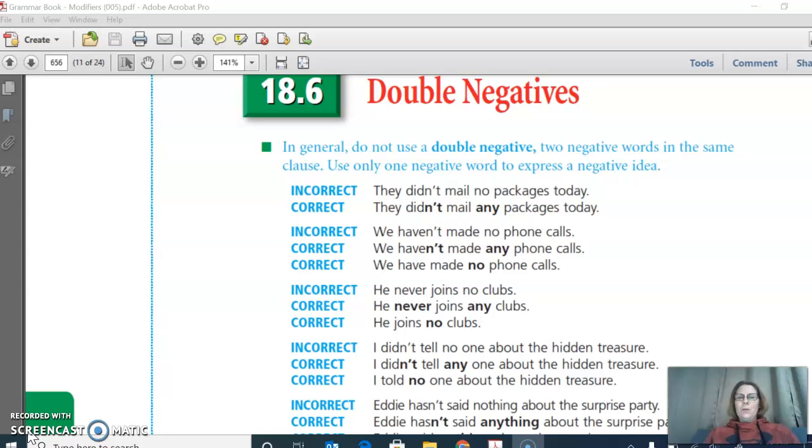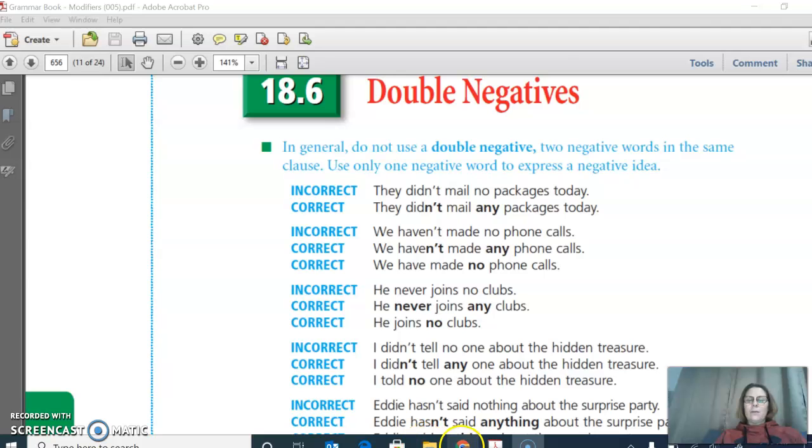It's incorrect to say we haven't made no phone calls. So instead you would say we haven't made any phone calls, or you would say we have made no phone calls. Additionally, he never joins no clubs is incorrect. He never joins any clubs, or he joins no clubs. You get the gist. So you basically can't have more than one negative in a sentence.